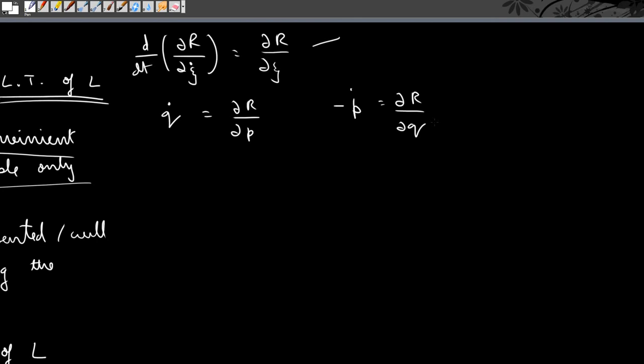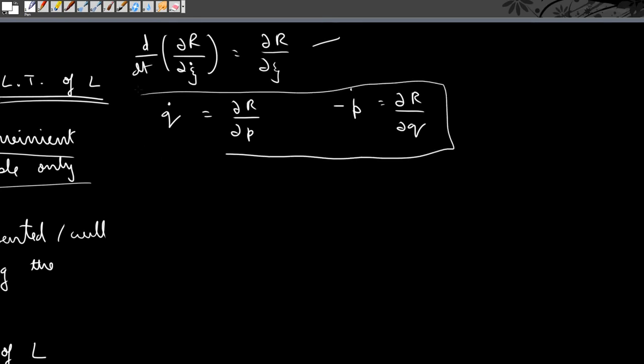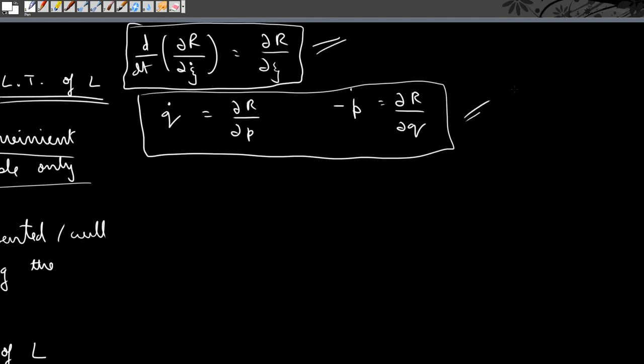Okay. So now if you see, this part has the form of the Hamilton's equation and this part has the form of the Euler-Lagrange equation. Okay. So to get the equations of motion, we have to solve these two equations using our Routhian. So our Hamilton's equations, how do they look?